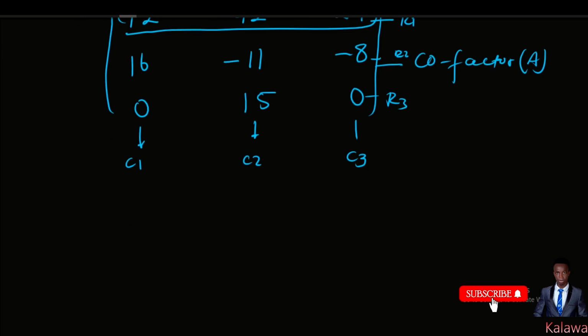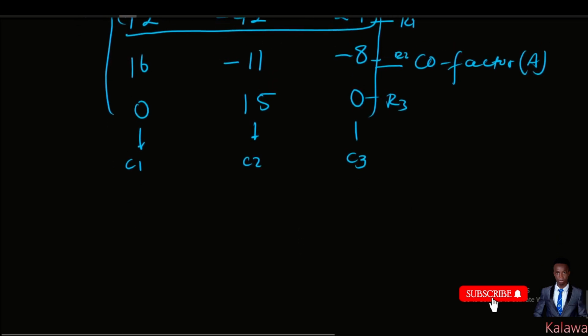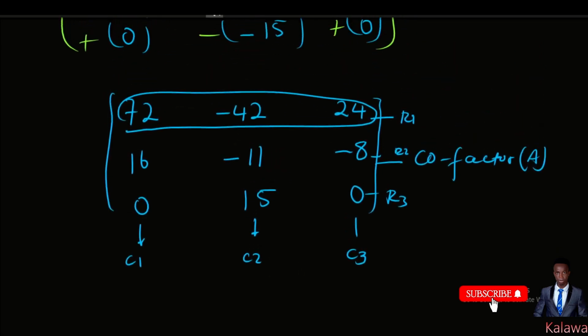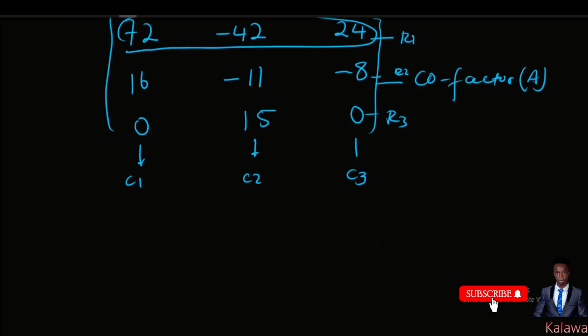If we do the interchange, remember this is a row. This one, 72, minus 42, 24, they are in a row, so we are going to place them now to be in a column. That's the rule. You see, we transpose the cofactor. I will say the adjoint.